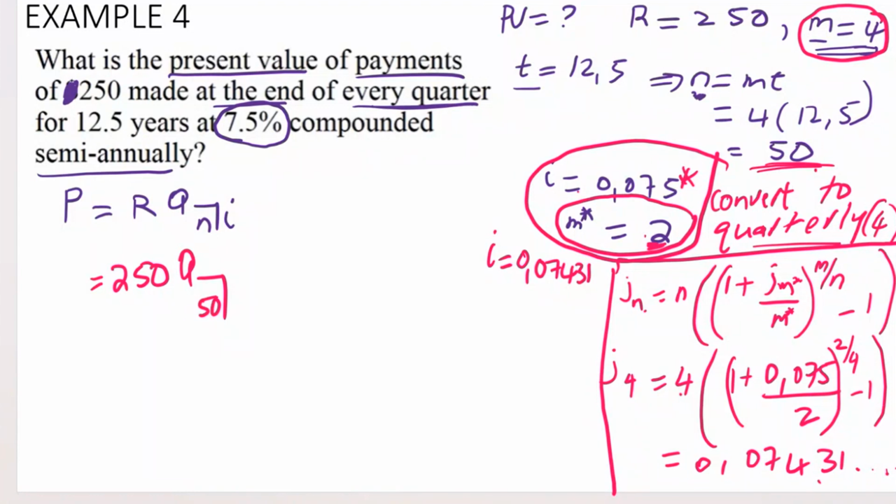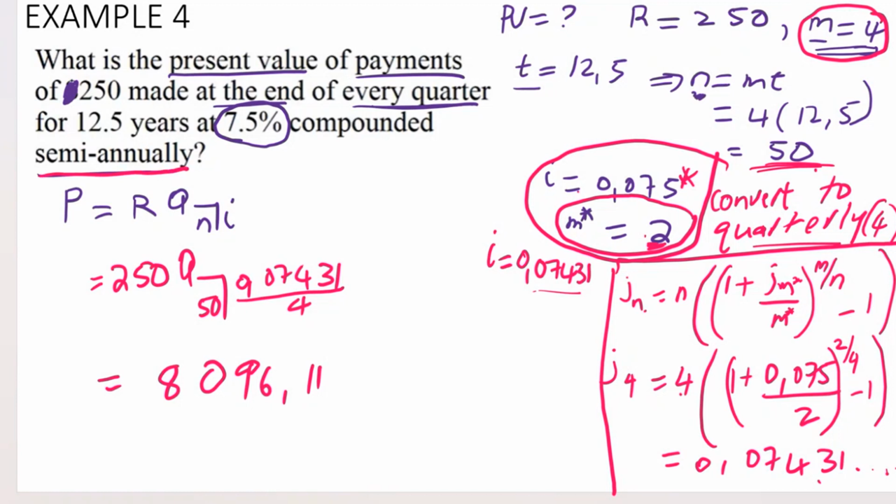What is your i? Your i is 0.074, compounding now quarterly. That's what we have done. So you are going to be dividing that by 4, because the payments are done quarterly and your interest is compounding quarterly. You get this in your calculator, and you get that your present value is 8096.11.